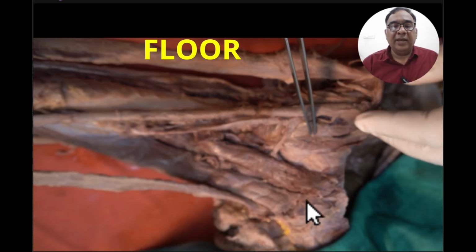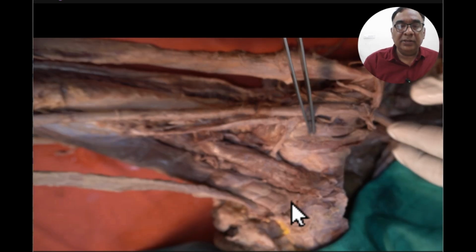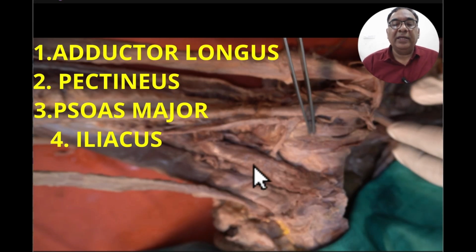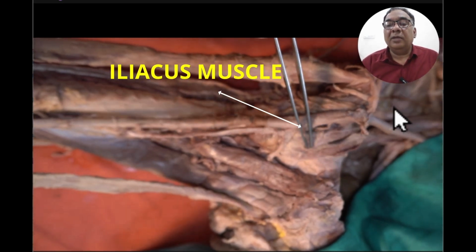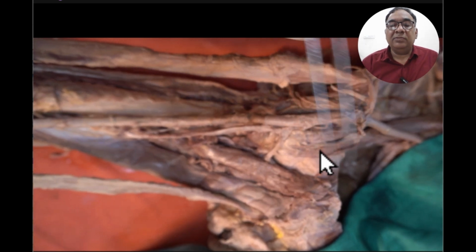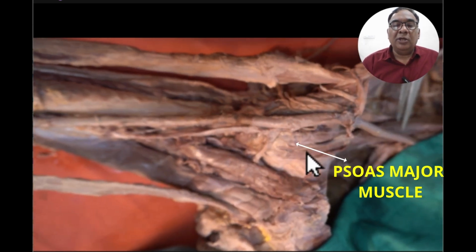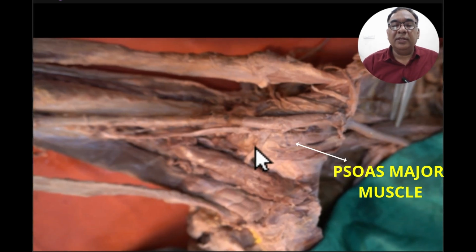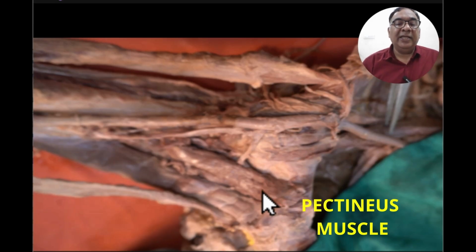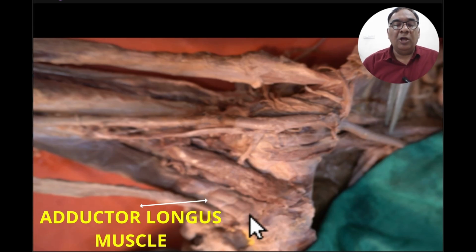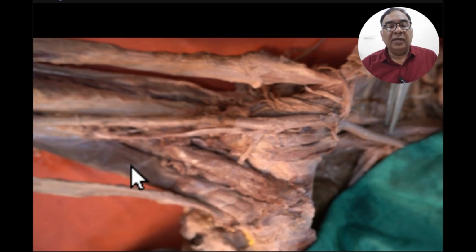Now the floor of the femoral triangle. The floor is formed by 4 muscles: adductor longus, pectineus, psoas major and iliacus. This is the iliacus muscle and it takes origin from the iliac fossa, and medial to the iliacus muscle this is psoas major. The tendons of iliacus and psoas major join to form a common tendon, the iliopsoas tendon. Here medial to the psoas major muscle this is the pectineus muscle. It takes origin from the superior ramus of the pubis, and medial to pectineus this is the adductor longus muscle. The adductor longus muscle takes origin from the anterior surface of the body of the pubis.